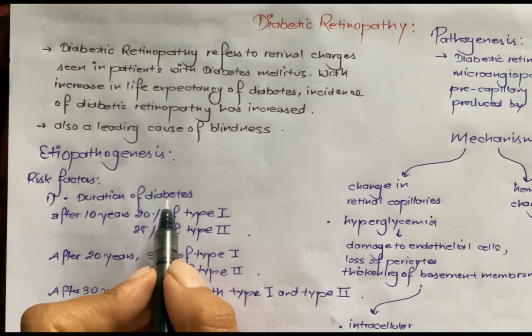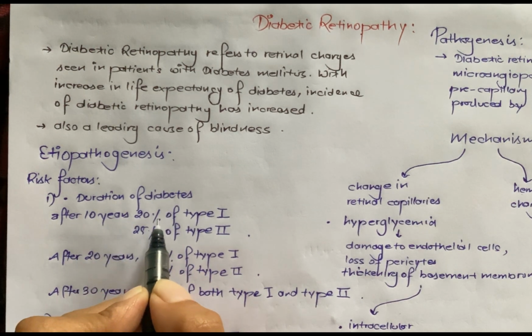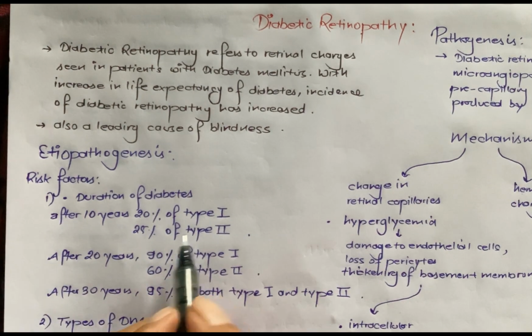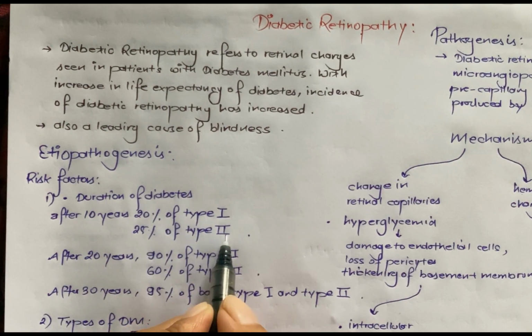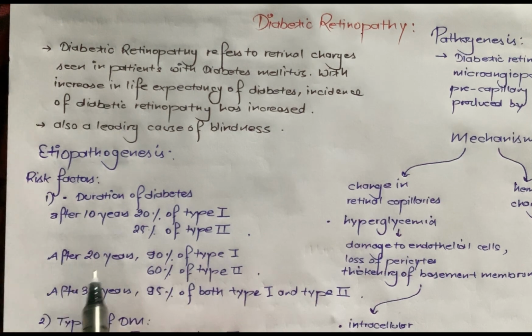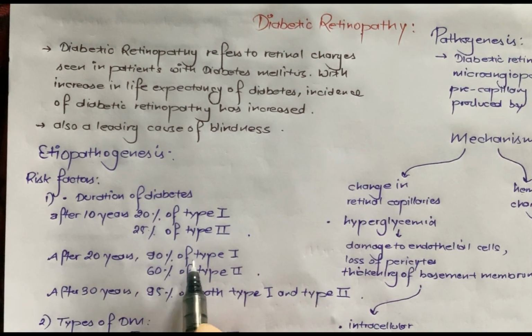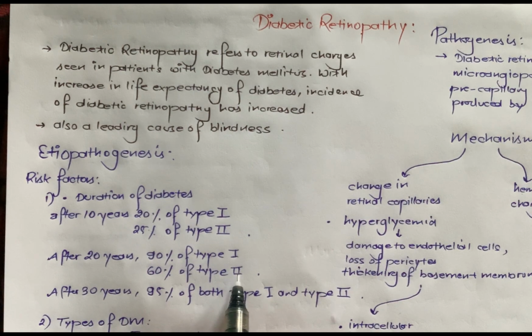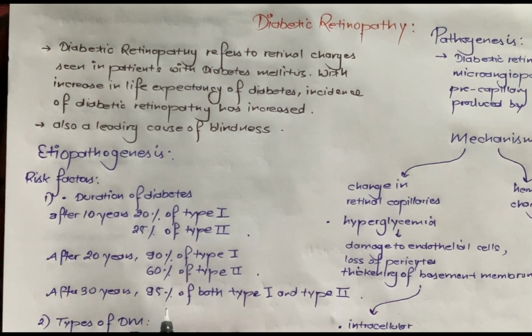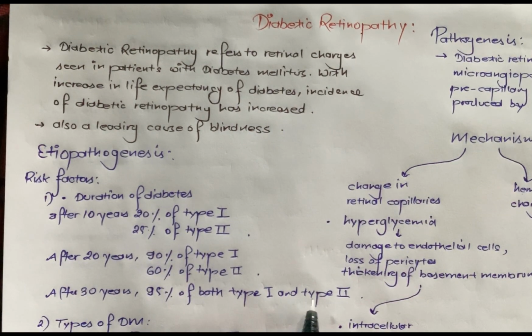Duration of diabetes is the most important determining factor. It is important to note that it is the duration of disease after the onset of puberty which acts as a risk factor. So, after 10 years, 20% of type 1 diabetes and 25% of type 2 diabetes develop retinopathy, and after 20 years, 90% of type 1 diabetes and 60% of type 2 diabetes develop retinopathy, and after 30 years, 95% of both type 1 and type 2 diabetes develop retinopathy.